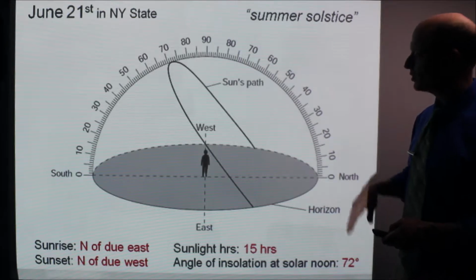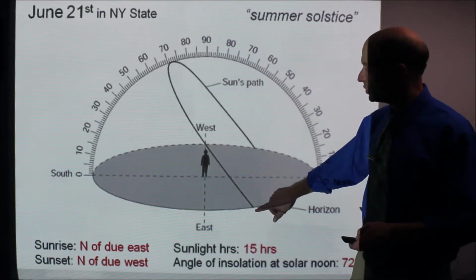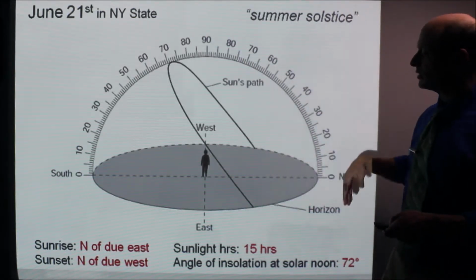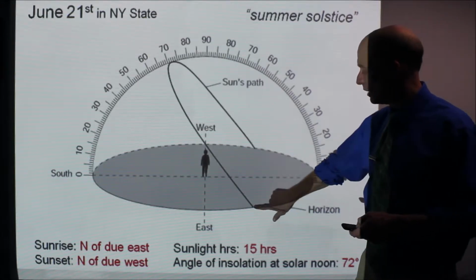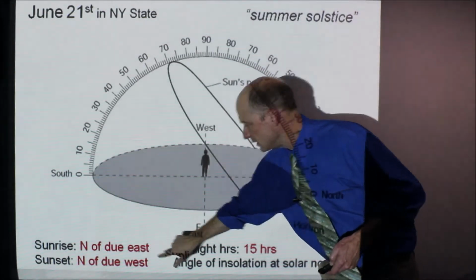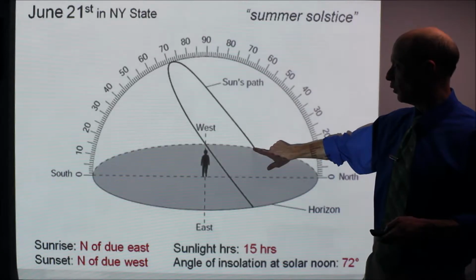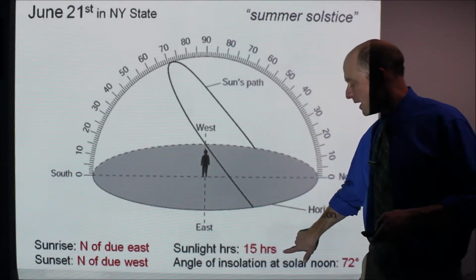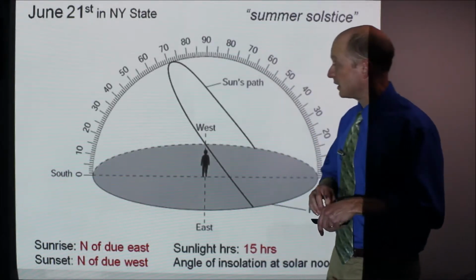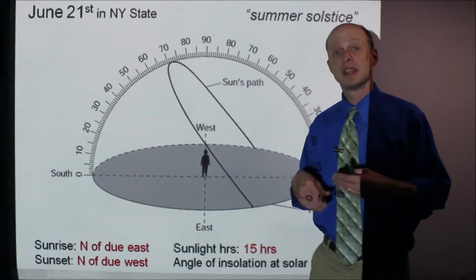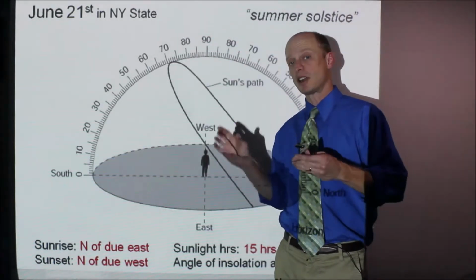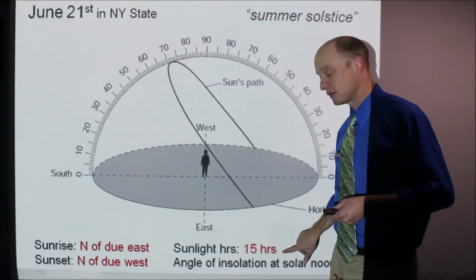On June 21st, this is the path on June 21st. So it's called the summer solstice. It's the first day of summer. It rises here, north of due east. The sun sets over here, north of due west. We have about 15 hours of sunlight, again, because this is a much longer path, and the sun travels 15 degrees of arc every hour, so we get about 15 hours of sunlight.